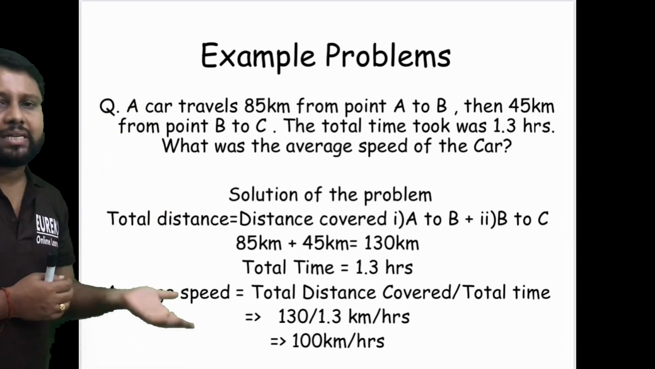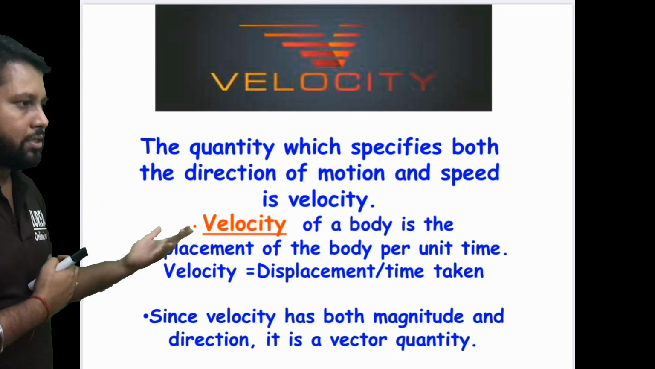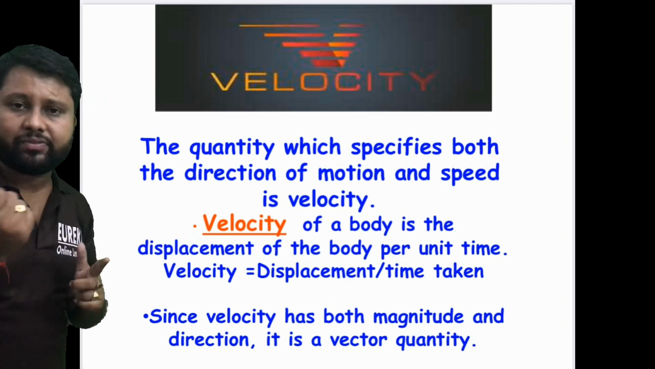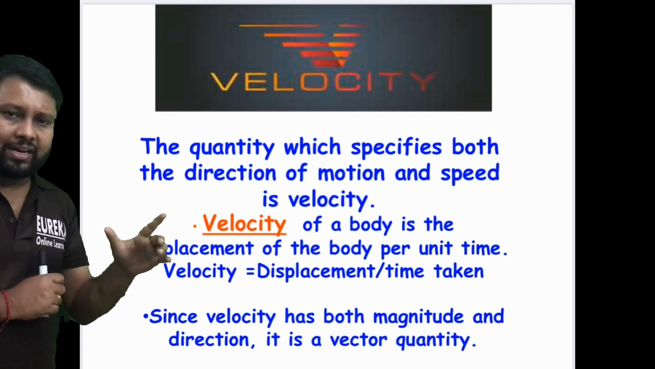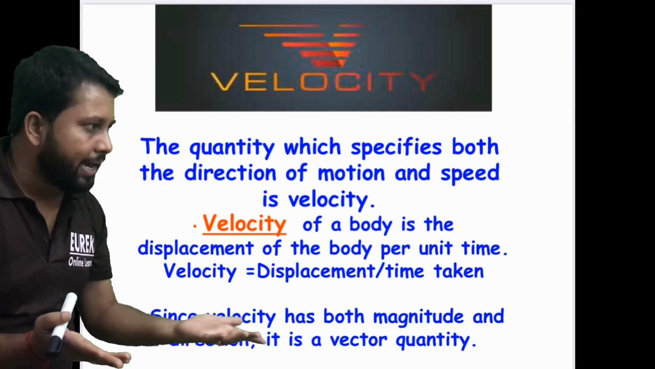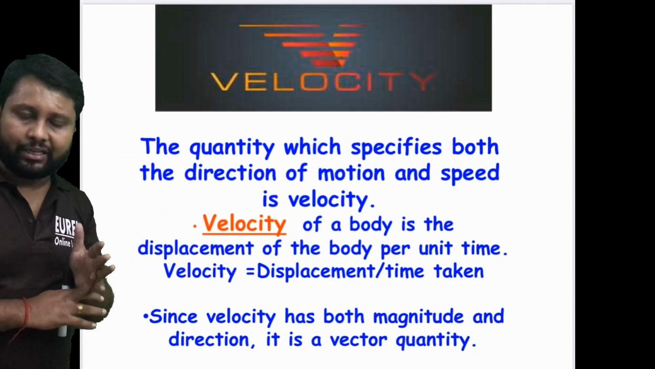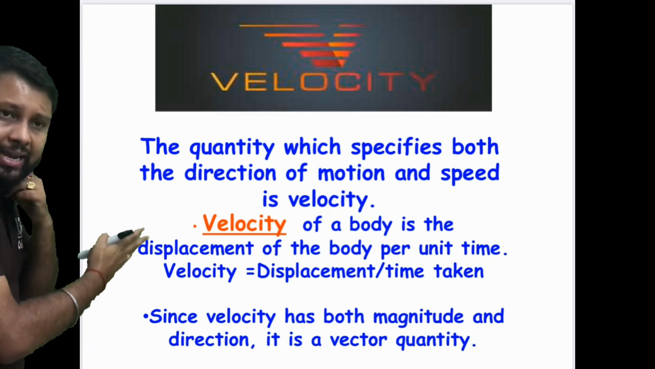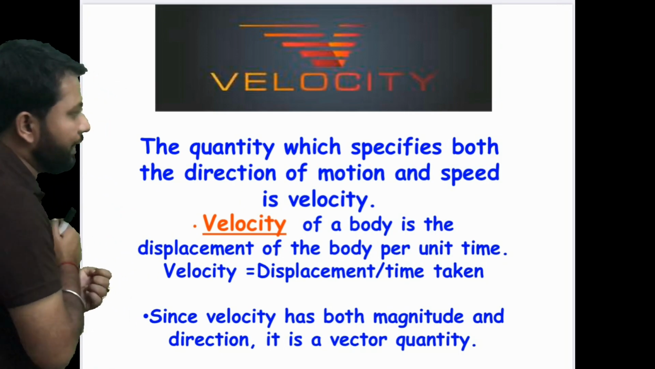Now we'll try to understand what velocity is. There is a very small difference between velocity and speed. One thing we have to understand: speed is a scalar quantity and velocity is a vector quantity. What does it mean, scalar and vector? A scalar quantity has magnitude but does not have direction, whereas a vector quantity has magnitude as well as direction.